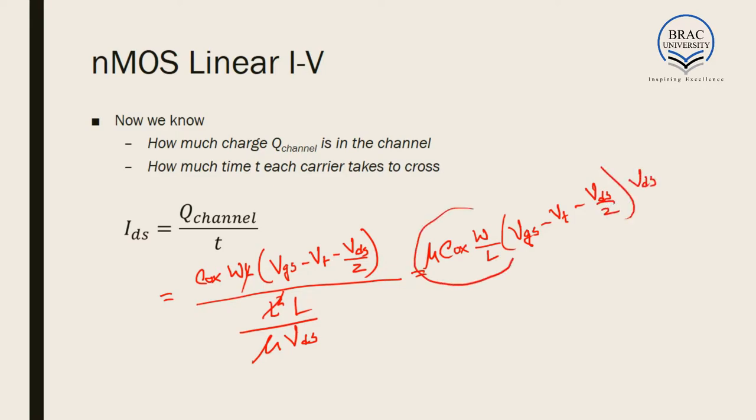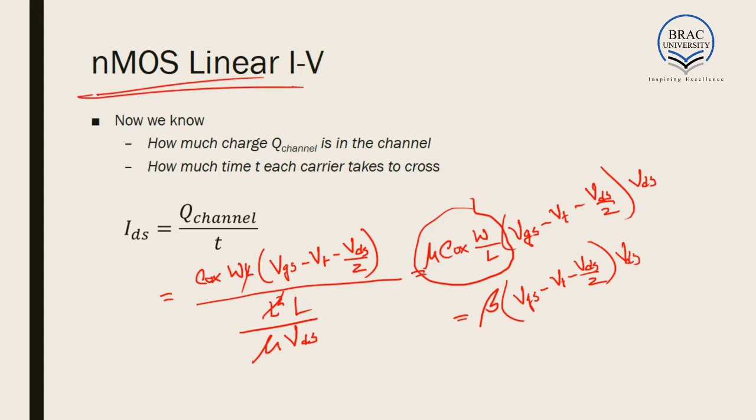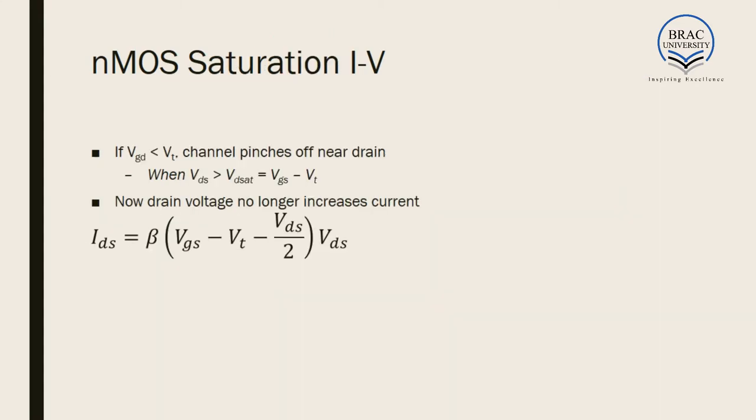So this part here is a constant. We are considering this as beta. It depends on MOSFET to MOSFET. So the current is beta into (VGS minus VT minus VDS by 2) VDS. This is the IV characteristics or current voltage relationship in the linear region. Here beta is equal to mu COX W by L. So this is the current voltage characteristics in the linear region.